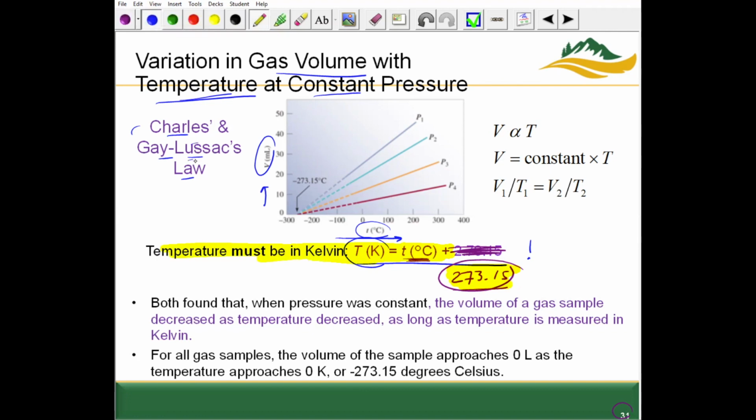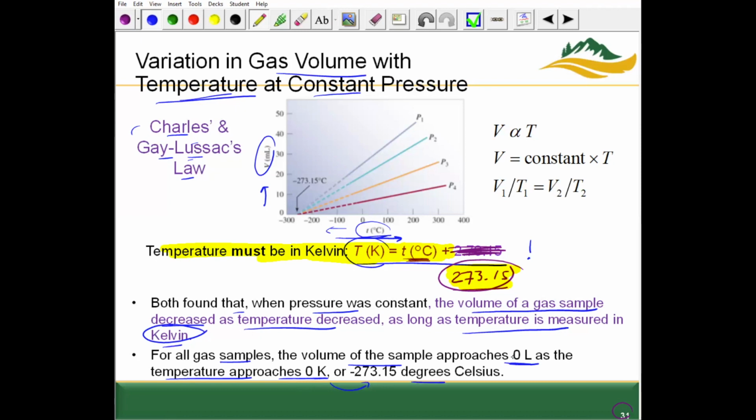So these two scientists worked together. They both found that when pressure was constant, the volume of a gas sample decreased as temperature decreased, as long as the temperature is measured in Kelvin. So we increase temperature, we increase the volume, we decrease temperature, we decrease the volume. For all gas samples, the volume of the sample approaches 0 liters in volume as the temperature approaches 0 degrees Kelvin, or equivalent to negative 273.15 degrees Celsius.